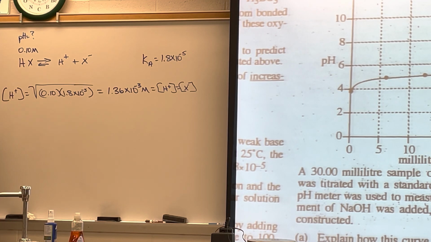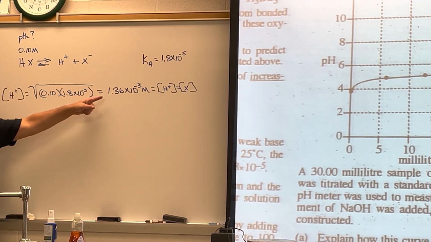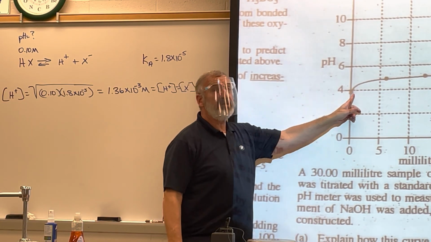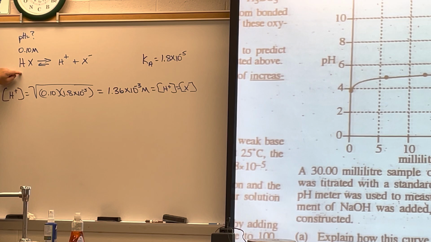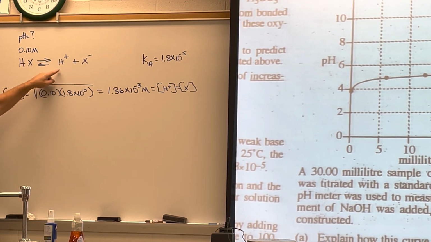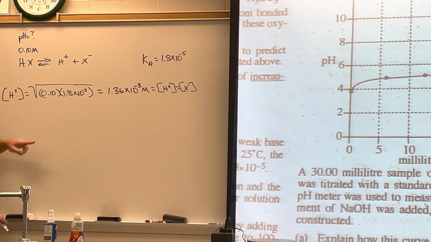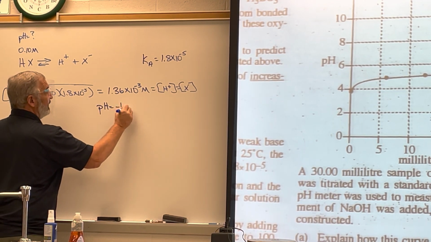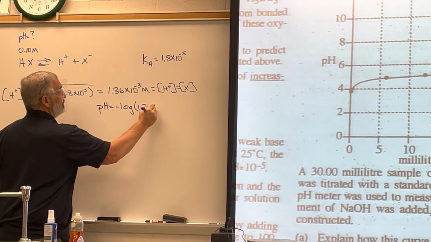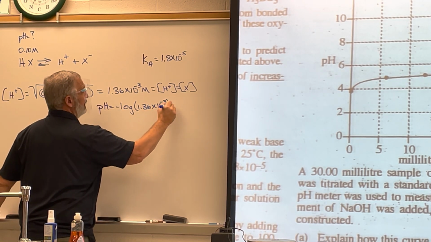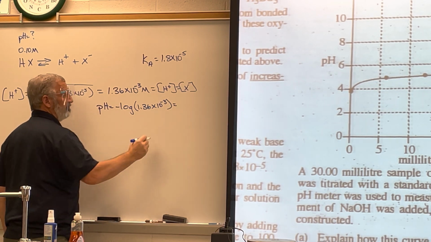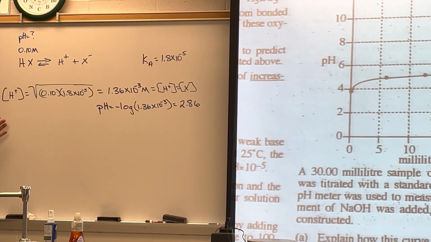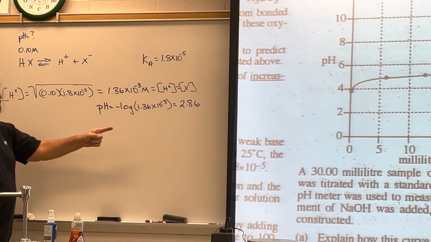Now, generally, we don't care about X minus, but it's going to be a very, very small amount, right? So at this point, in our equilibrium, we have way more HX than we do H plus or X minus, right? Now, if I want the pH, negative log of that, what's that equal? 2.86. Okay? Now, that's at the start.